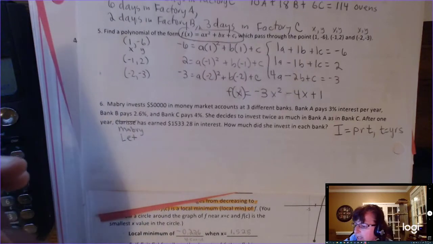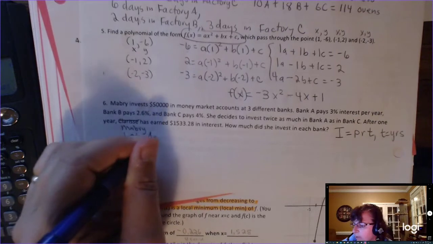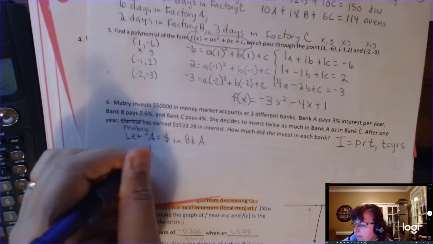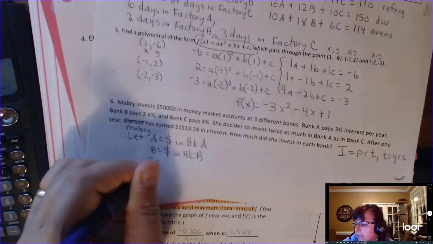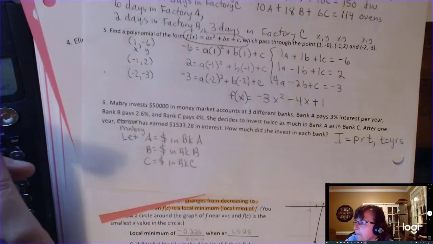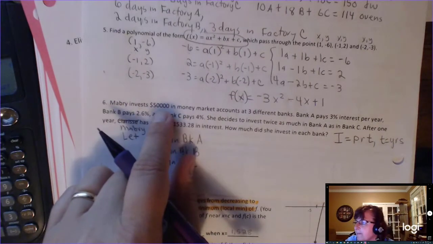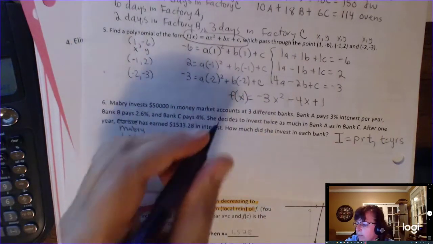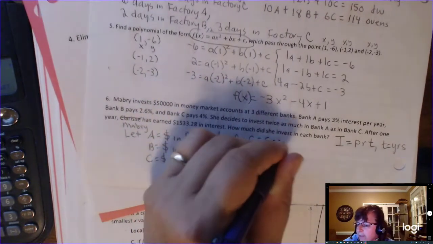There are 3 banks, A, B, and C. So we're going to let A represent the money in Bank A, B represent the money in Bank B, and C represent the money in Bank C. So we need 3 equations. Do we have a total money amount? $50,000. So she put $50,000 in all 3 different banks. So that's A plus B plus C equals 50,000.